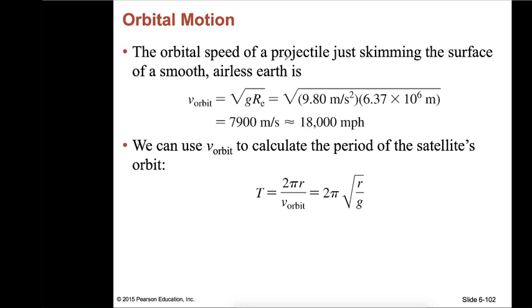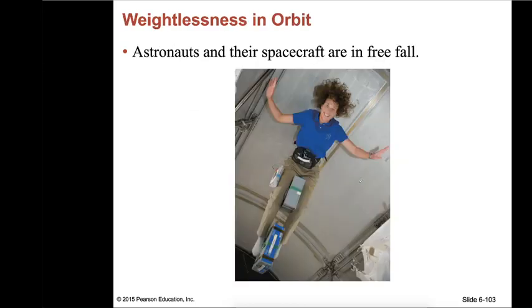So the orbital speed of a projectile just skimming the surface of a smooth airless Earth is, using this equation and the g at the surface of the Earth and the radius of the Earth, then you calculate it's 7,900 meters per second. We can use v_orbit to calculate the period of the satellite, which is T equals 2 pi r over v, and that's the equation to do the calculation of the period.